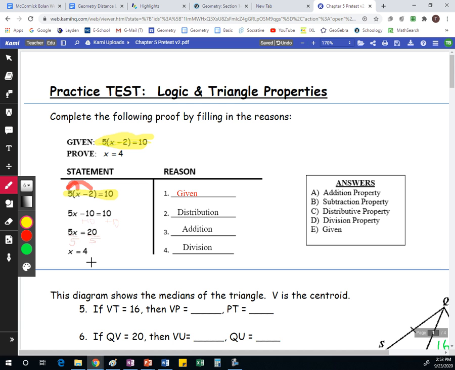Then, to finish solving this, we would add 10 to both sides to get 5x equals 20. That's the addition property. And finally, divide both sides by 5 to get x equals 4. That is the division property.